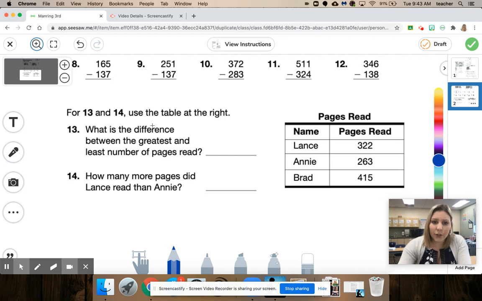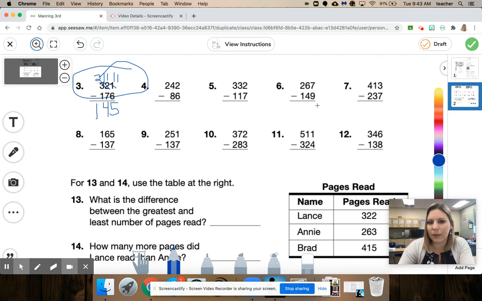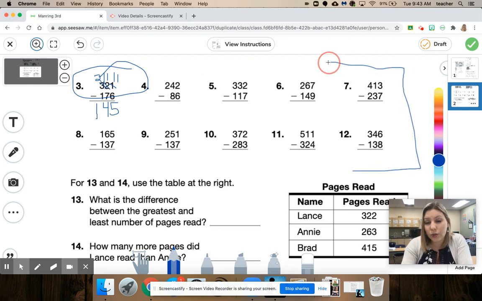So for 13 and 14, we're going to look at this table. These are the last two I'm going to do with you, and then your independent practice will be to complete the rest of these on your own. You are graded on 3 through 12. These are the ones you're doing on your own. This is what you're graded on. Okay, the rest still needs to be complete because I'm doing it with you, but this is your grade.